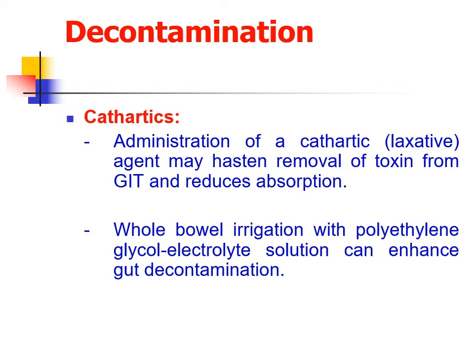Cathartics. Administration of a cathartic, in other words a laxative agent, may hasten removal of toxin from the GIT and reduce absorption. Whole bowel irrigation with polyethylene glycol electrolyte solution can enhance gut decontamination. So decontamination uses different procedures, but the aim is to remove the toxin from the body.